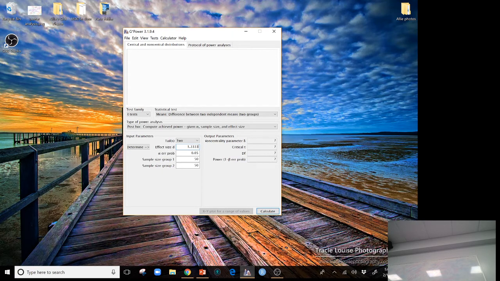Okay. Alpha, error probability, 0.05. Are we okay with that default? Oh, this question told us to do 0.01. And sample size of group 1 and sample size of group 2. They said they had 15 per group. Okay, once you get all your inputs set, push calculate.